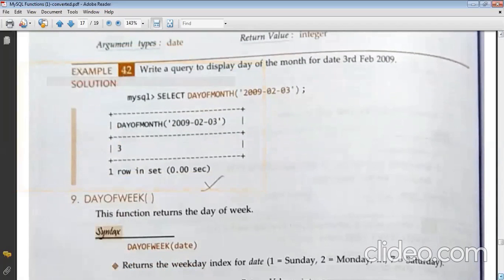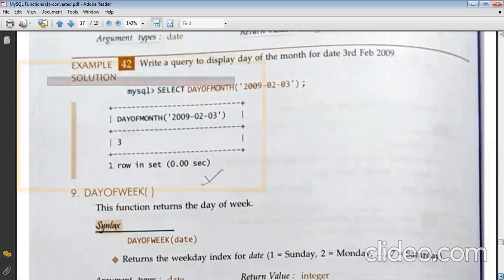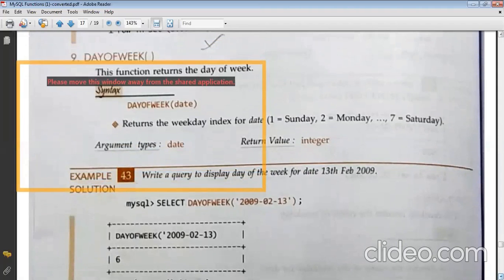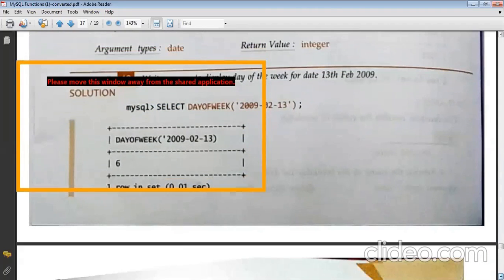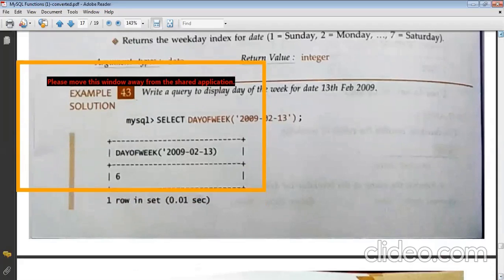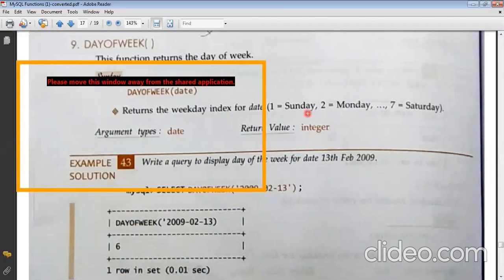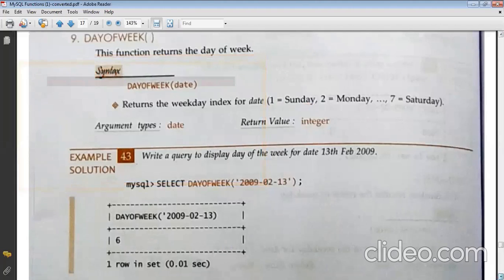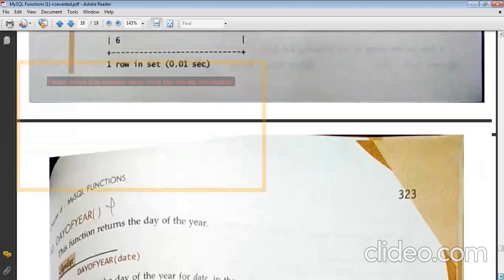Next we have day of week. Just use day of week and put in the date. It will give you which day of the week it is. If it is the 6th day of a week, it will give you 6. If it is second, it will give you 2. It starts from 1 equals Sunday. If you can see over here, 1 is equal to Sunday. So when you ask for a day, you can calculate it yourself also: 1 is Sunday, 2 is Monday, and in that way they are giving out the days. So if it is a Tuesday, the output will be 3.